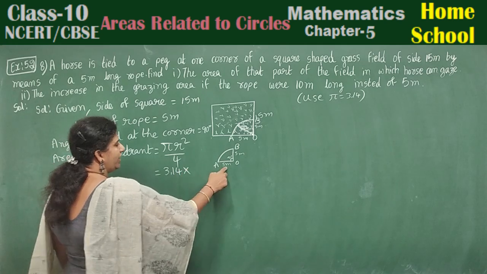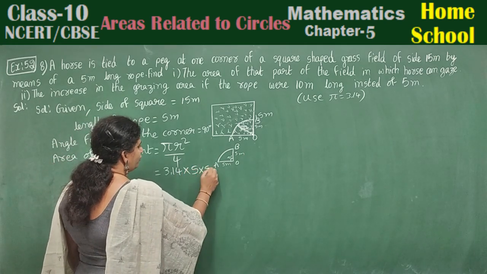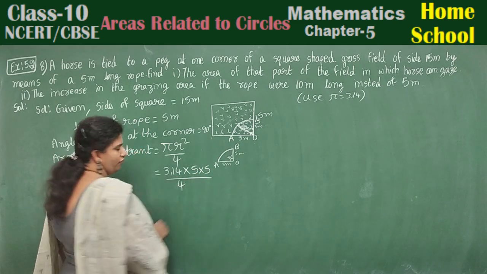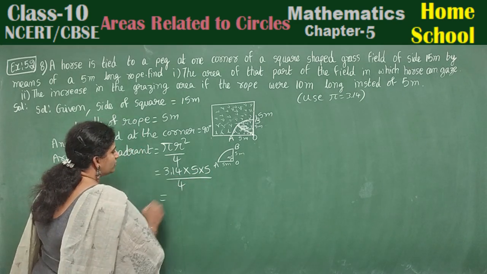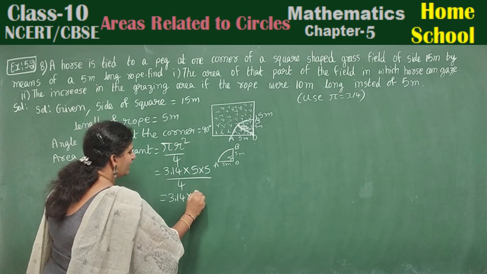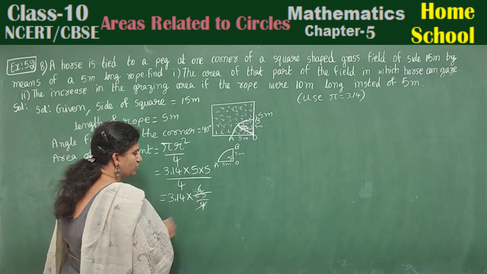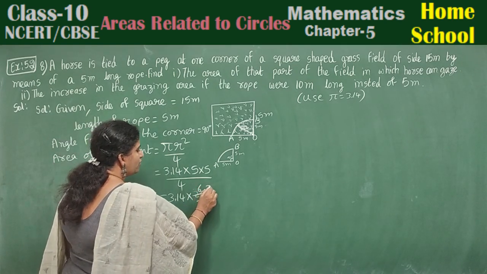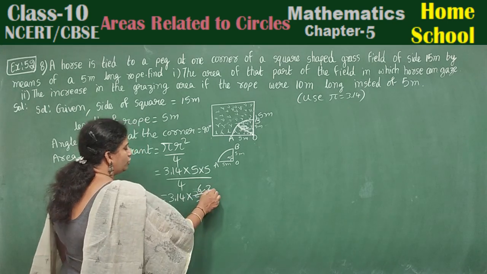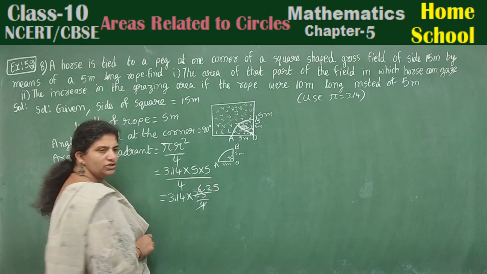3.14 into radius 5 meters. 5 into 5 by 4. Okay. So 3.14 into 5 5s are 25 by 4, I will do. 4 6s are 24, 1 left. 4 2s are 8, 2 left. Again 20, 4 5s are 20.